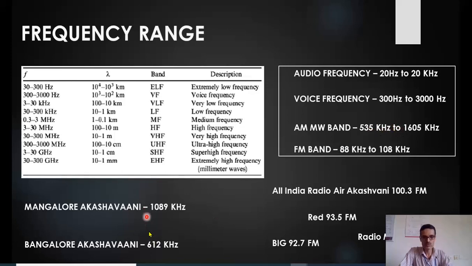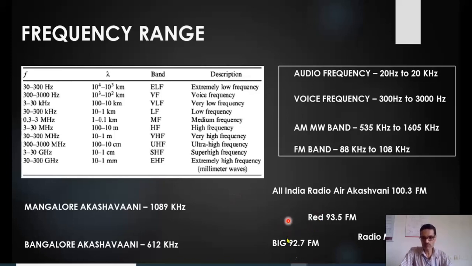Just look at this. It falls in this range. For each station, a different frequency is allocated, and these are nothing but the frequencies of the carrier signals. So we convert this audio frequency in radio broadcasting, 20 Hz to 20 kHz, into a single frequency for the Bangalore station of 1089 kHz in the process of modulation. This carrier is used to carry the audio signals from the Bangalore station to your home.